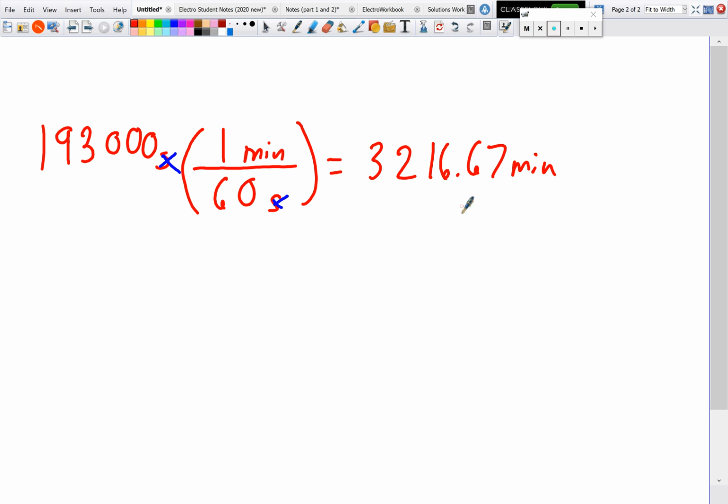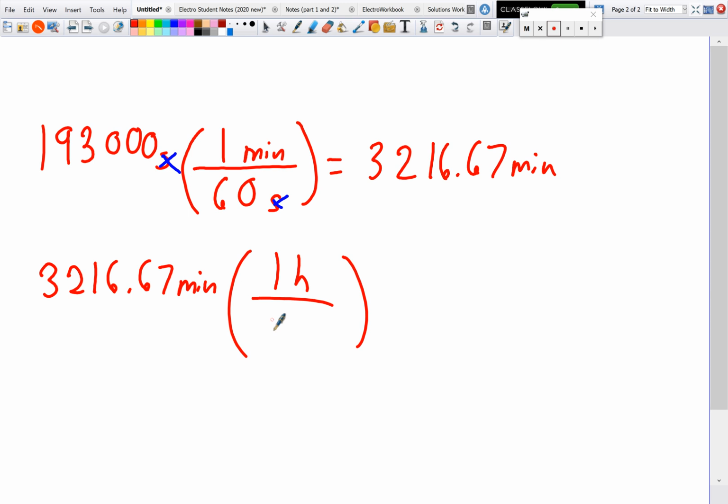Now this can be an answer as well if the question does state what is the time in minutes. You can easily say this, but this still isn't really a logical answer. Like, what are 3,216 minutes? So if you want to take that and convert it once again, maybe a more reasonable unit could be hours, you can, as long as you know the conversion factor, right? So we know in every 1 hour there are 60 minutes.